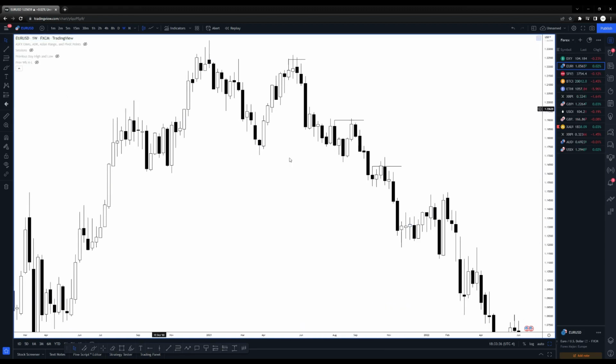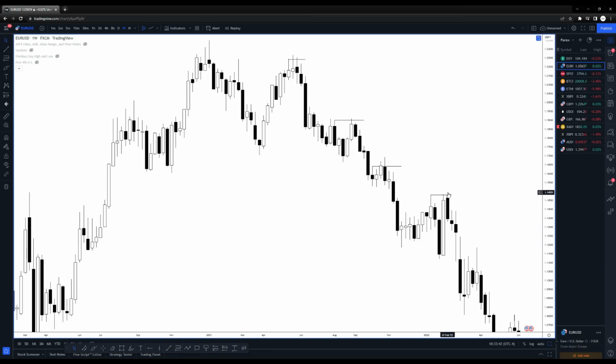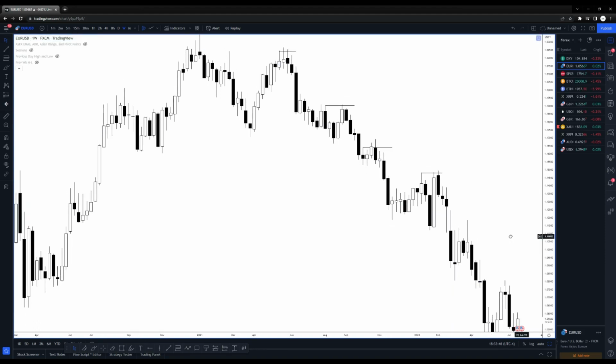Same thing here. You see prior week relative equal highs from two untapped liquidity pools, and you're going to see how price went up, dropped, and continues lower. And again, you're going to see multiple examples of this.